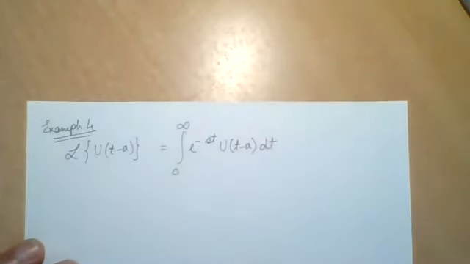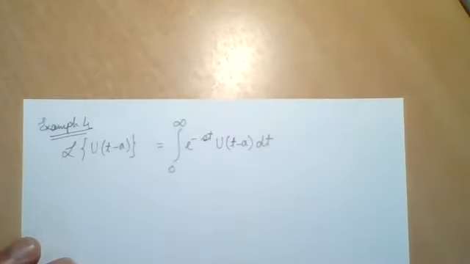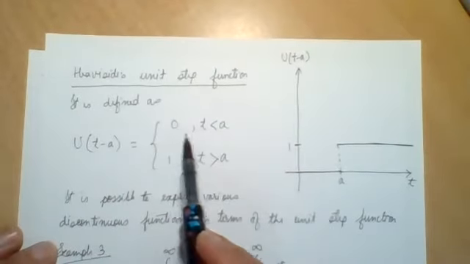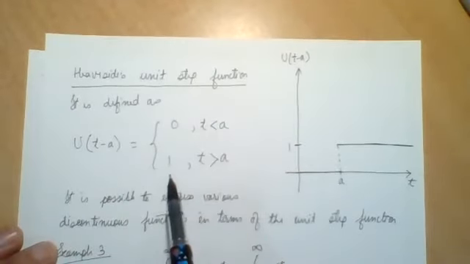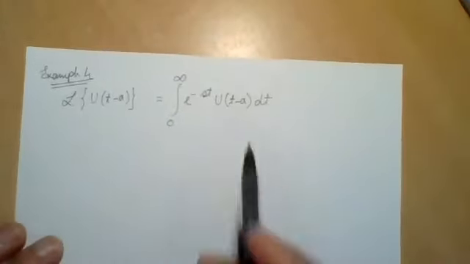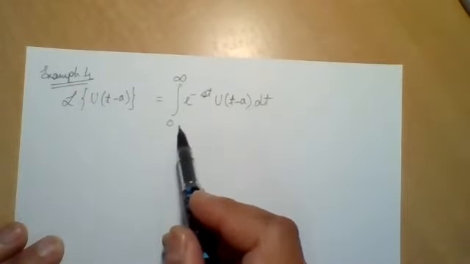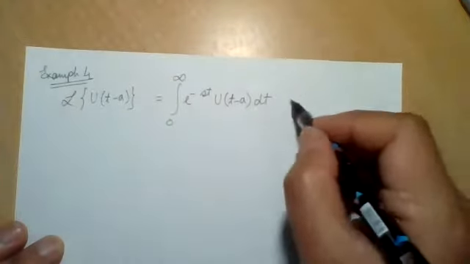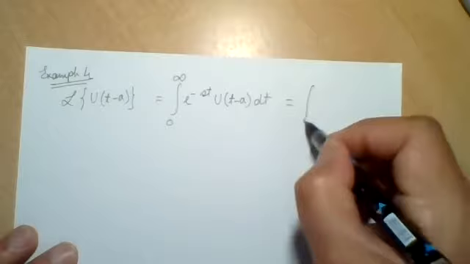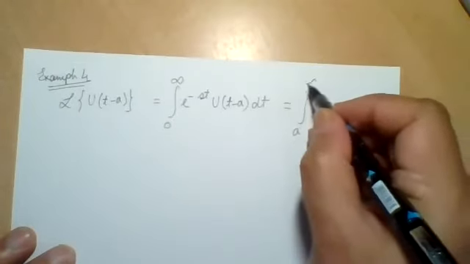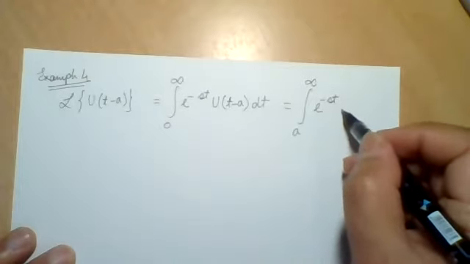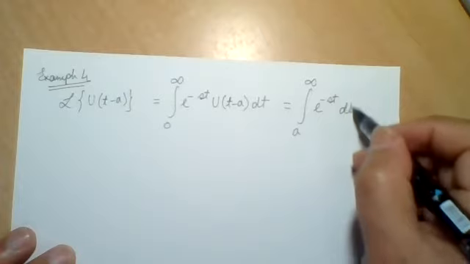And what is u of t minus a? We just saw that u of t minus a is equal to 0 when t is less than a, and equal to 1 when t is greater than a. That means we change the limit to a to infinity e to the power minus st multiplied by 1. We don't need to write the 1 explicitly, so we simply write dt.